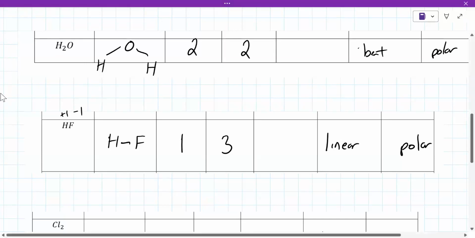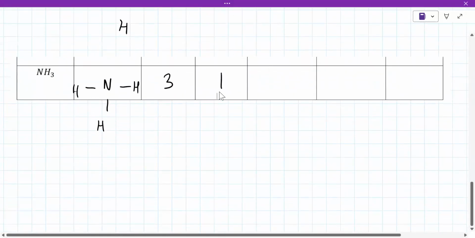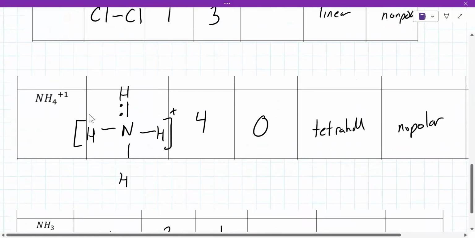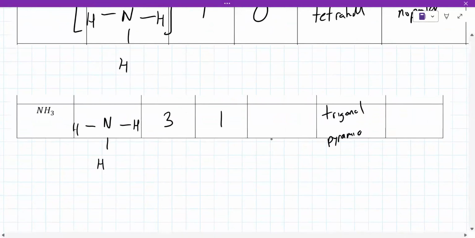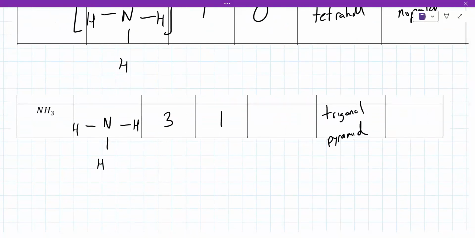All right. So keep going here. Wait, did you say, oh, sorry. Can you go up one more time? Was it linear? Or wait, 4 is tetrahedral. I did that. Okay. So NH3 is trigonal pyramid. And then this one looks like it's polar.